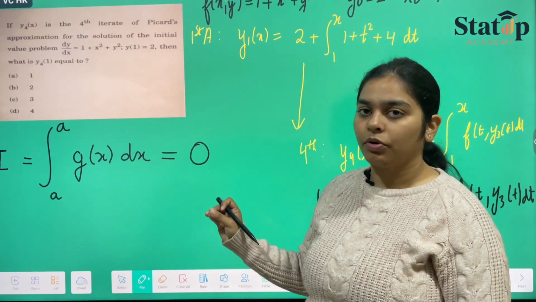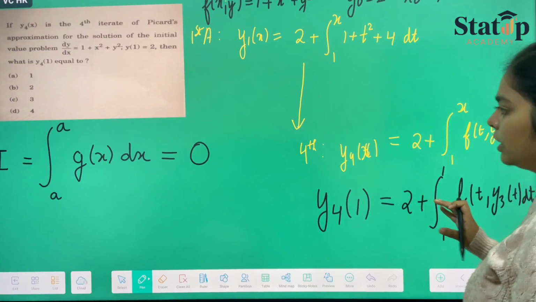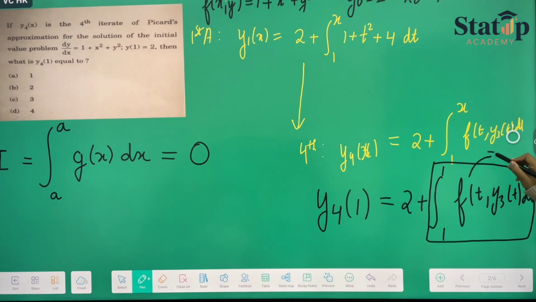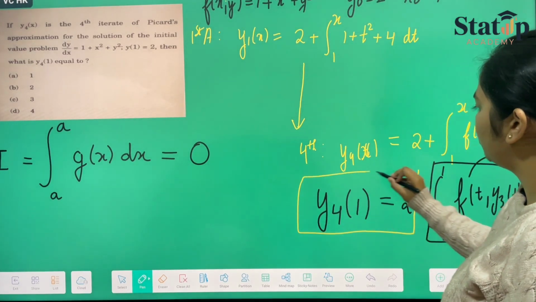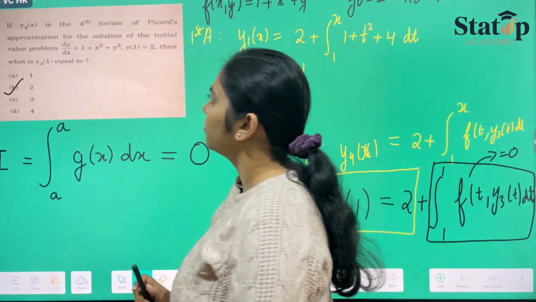Here we are attempting a point estimation at a only, so it will always be equal to 0. Integration is for interval estimation. So here this whole term will be equal to 0, and we are only left with y41 equals to 2, which is our option number B, 2.